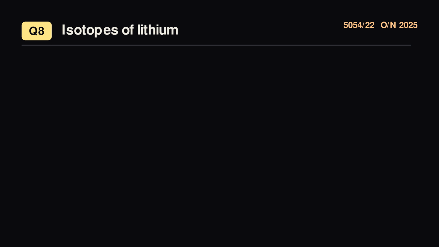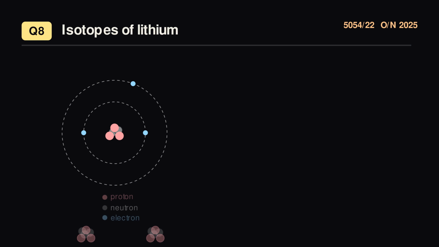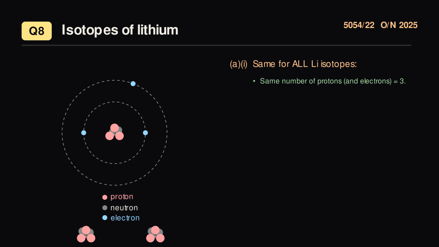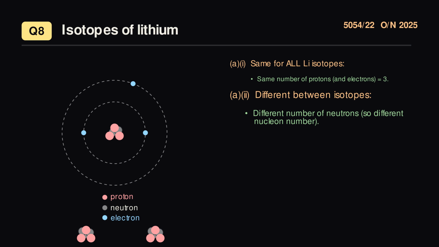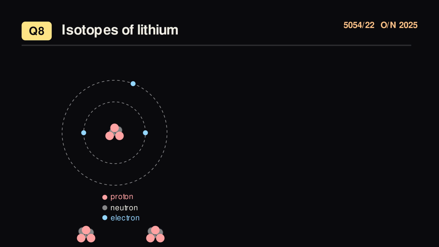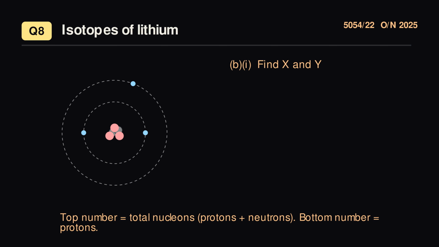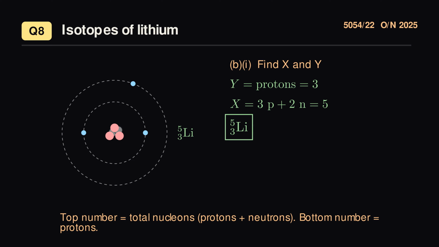Question 8. Isotopes of lithium. Part A. All lithium isotopes have the same number of protons and electrons, 3. They differ in the number of neutrons, so the nucleon number changes. Part B. Part 1. In the notation, Y is the proton number, 3, and X is the total nucleons, 3 protons plus 2 neutrons equals 5.